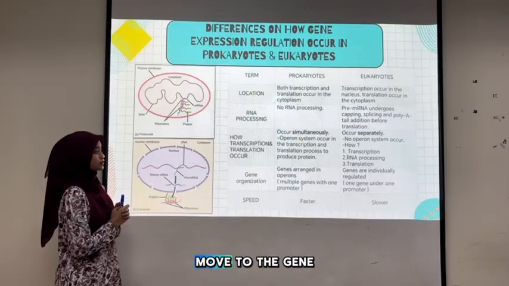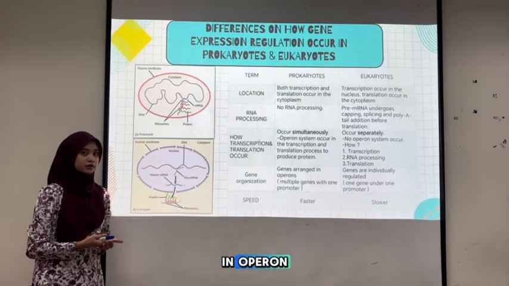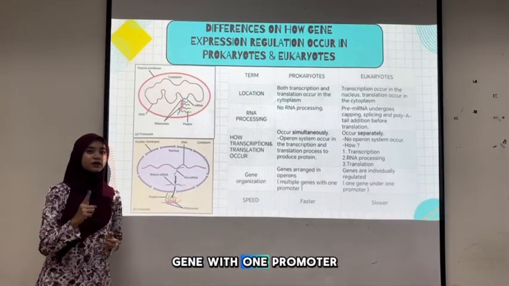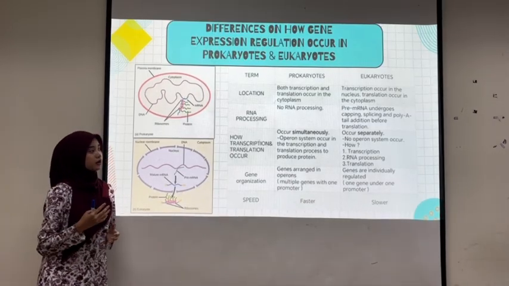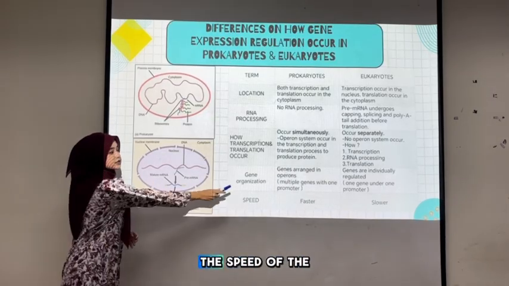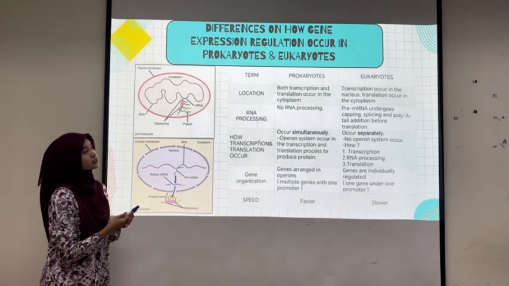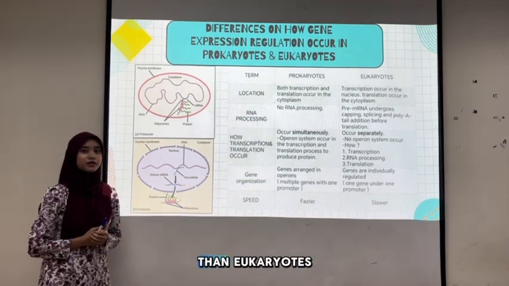And the next term, we will move to gene organization. So for prokaryotes, the genes are arranged in operons, which is multiple genes with one promoter. Different from the eukaryotes, genes are individually regulated. There is one gene under one promoter. And the last term, we will look at the speed of the gene expression regulation process. As we know, basically, prokaryotes are faster than eukaryotes.